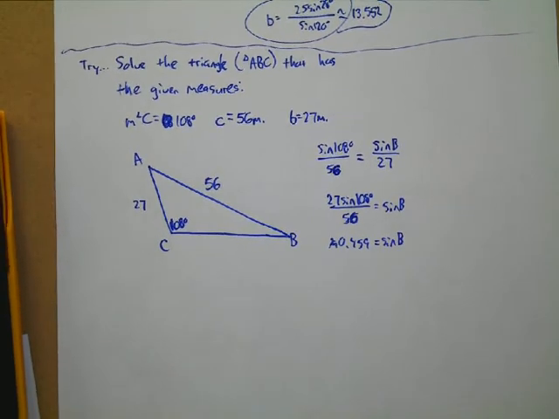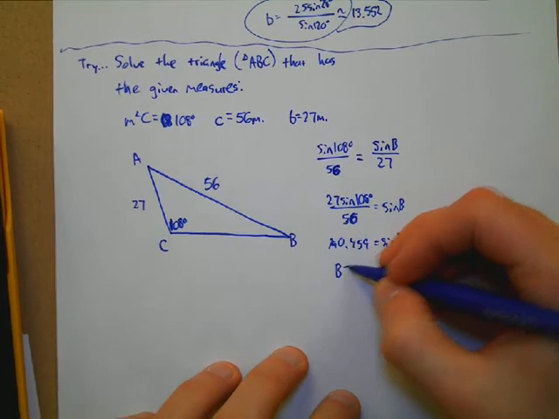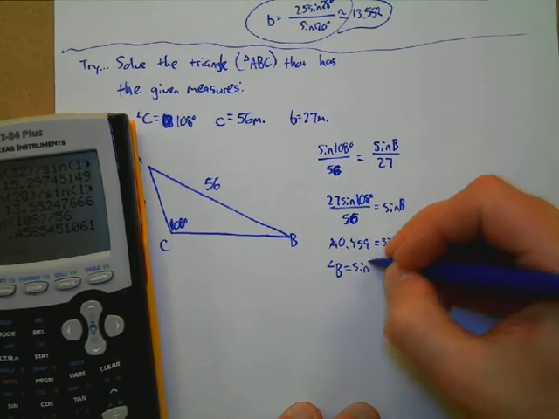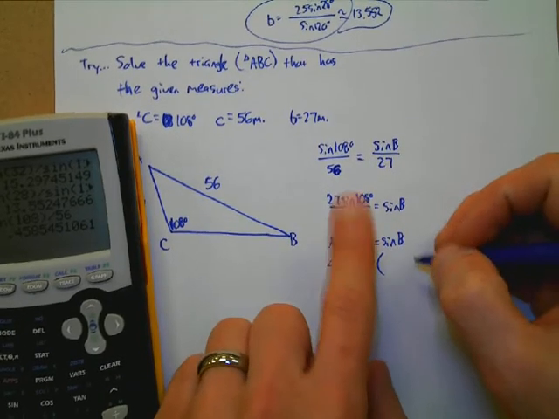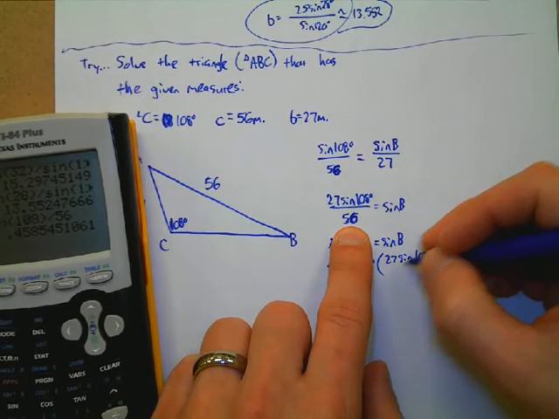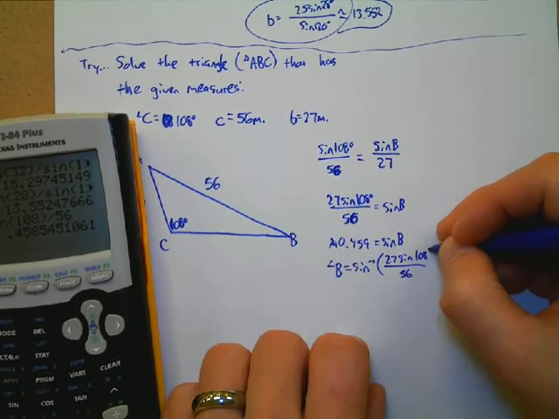So sine inverse of sine of 108 divided by 56. And you get about 27.293 degrees. Okay? So that is angle B. Okay.